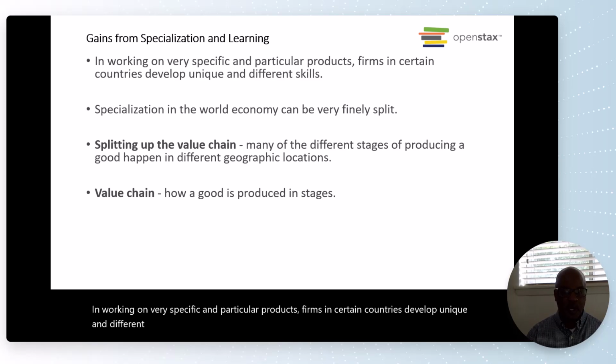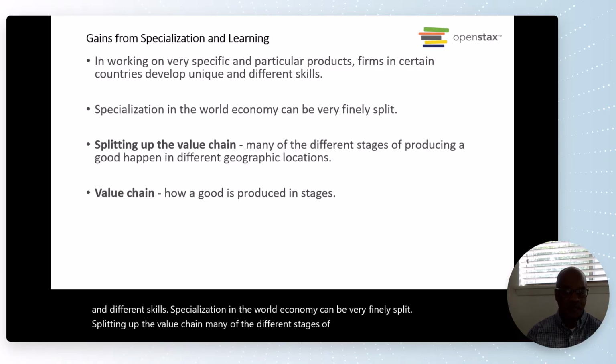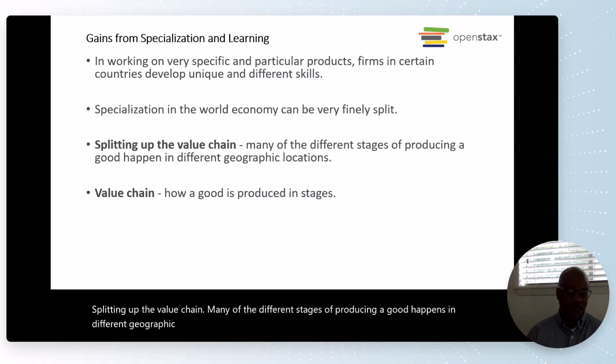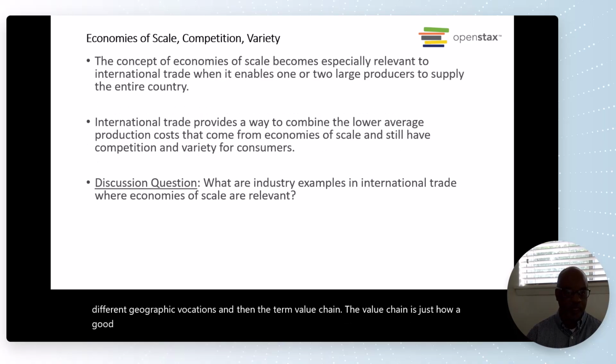Specialization in the world economy can be very finely split, splitting up the value chain. Many of the different stages of producing a good happens in different geographic locations. And then the term value chain. The value chain is just how a good is produced in stages.